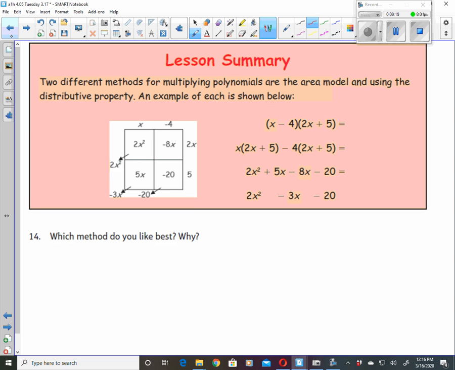Okay, and the summary goes back to what we've just been doing. Which method do you like better? I like the distributive method myself, or the FOIL method. They're pretty much one and the same.